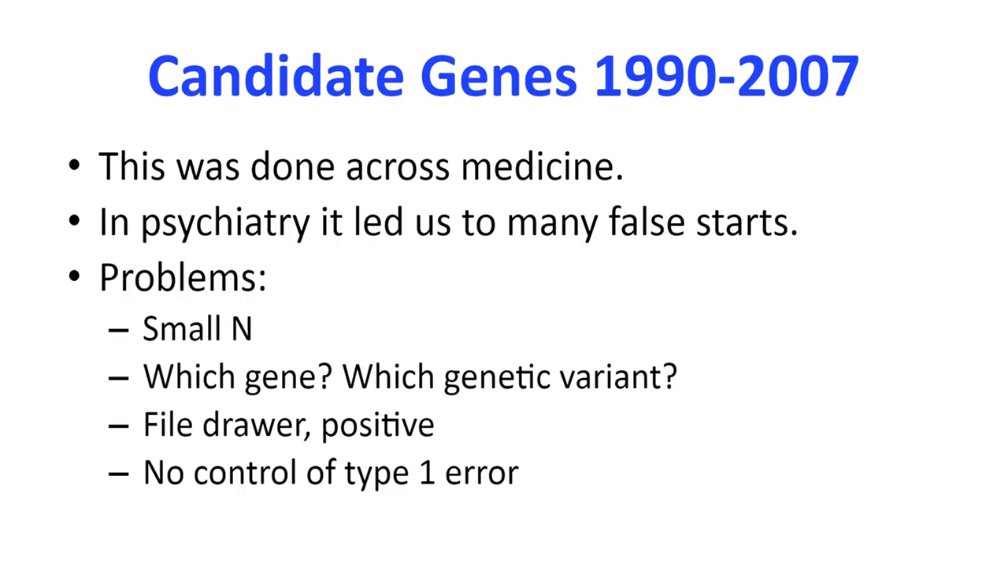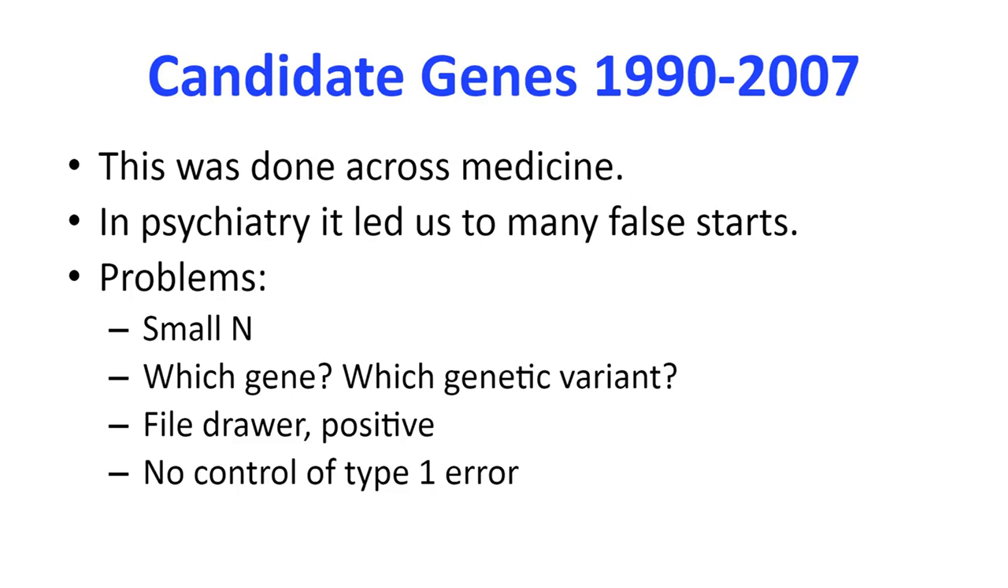Now, genetics exists across medicine and the plant world and microbiology, etc. But candidate gene work was done across medicine, and in psychiatry it led us to many false starts. The main problems beyond what I mentioned were small n, leading to inconsistent results, and the whole idea that you can know very little about a system but still try and hypothesize about it led us to many problems.